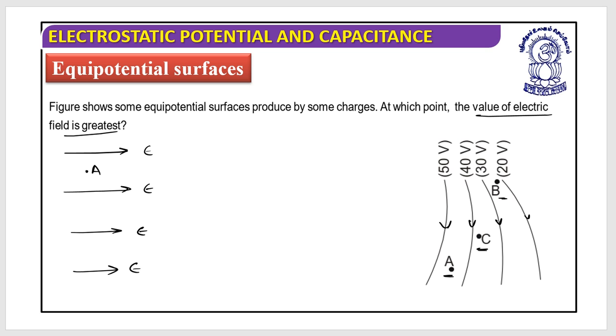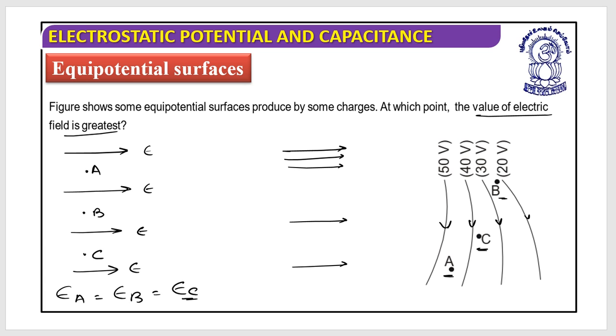So if the diagram is like this, then I may say that EA is equal to EB is equal to EC, because this is a uniform electric field. But if the diagram is something like this, with this location A, this location B, this location C, this location D, at which point is the electric field maximum? In the previous unit I have already discussed this: when the concentration of electric field lines is higher, the electric field is higher at that location.